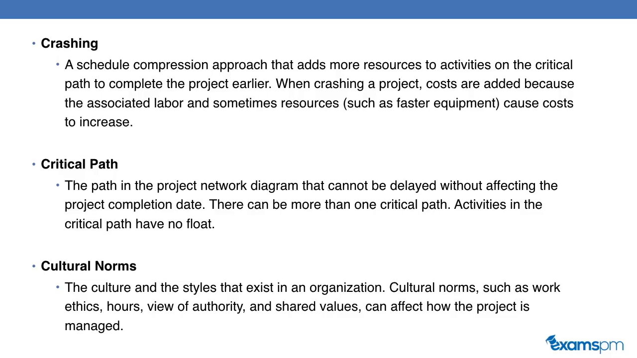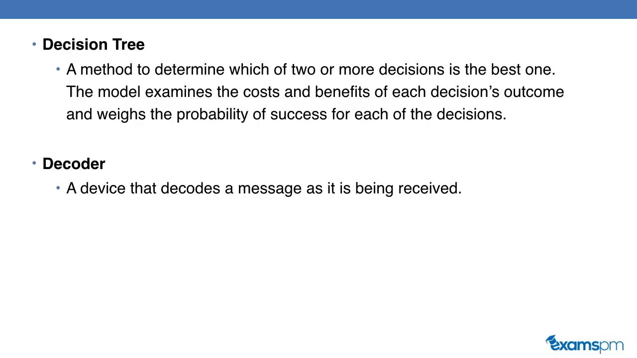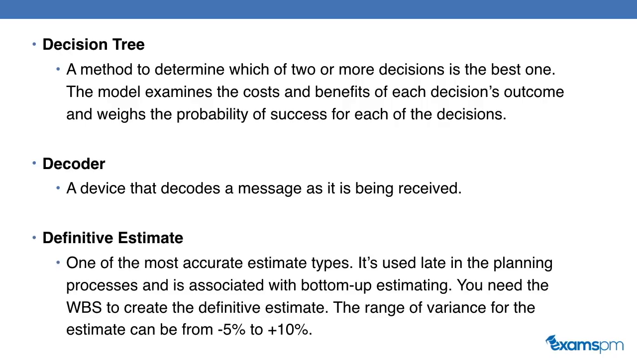Cultural norms, the culture and the styles that exist within the organization. Cultural norms such as work ethics, hours, view on authority, and shared values can affect how the project is managed. Decision tree. Decision tree is a method to determine which of the two or more decisions is the best one. The model examines the cost and benefit of each decision's outcome and weighs the probability of success of each of the decisions. Decoder, a device that decodes the message as it is being received.